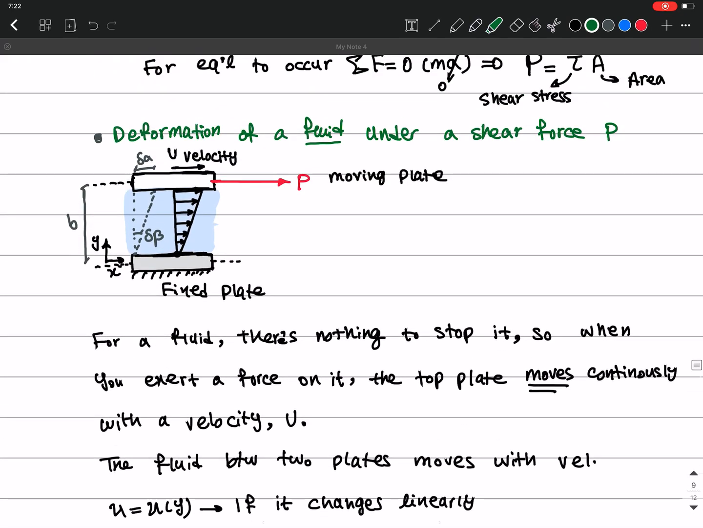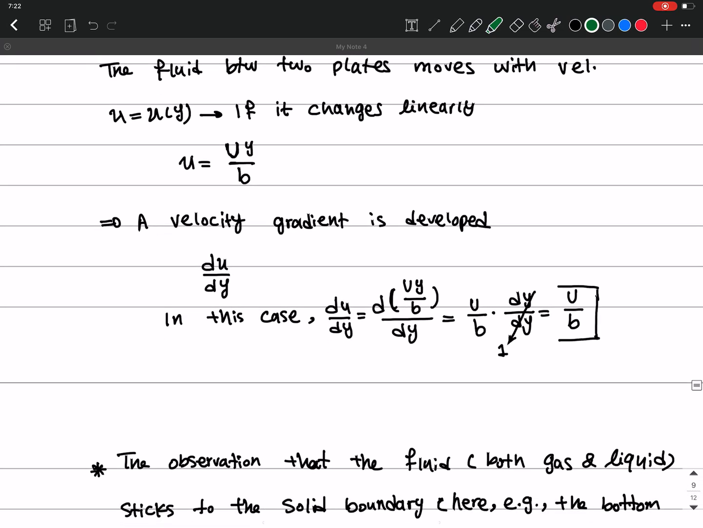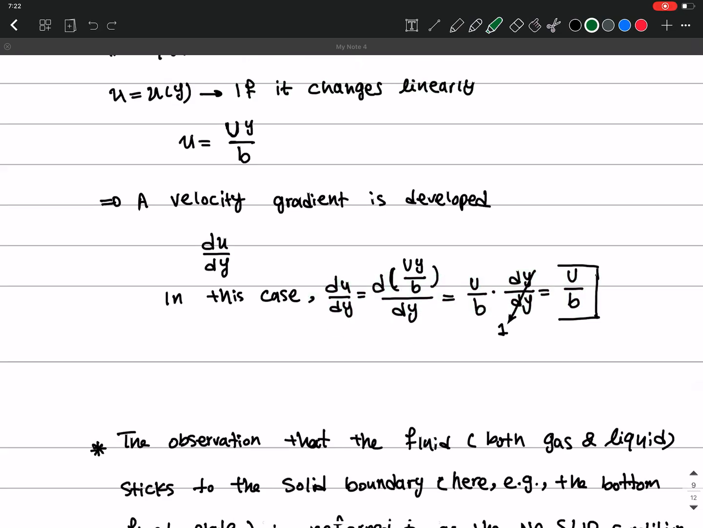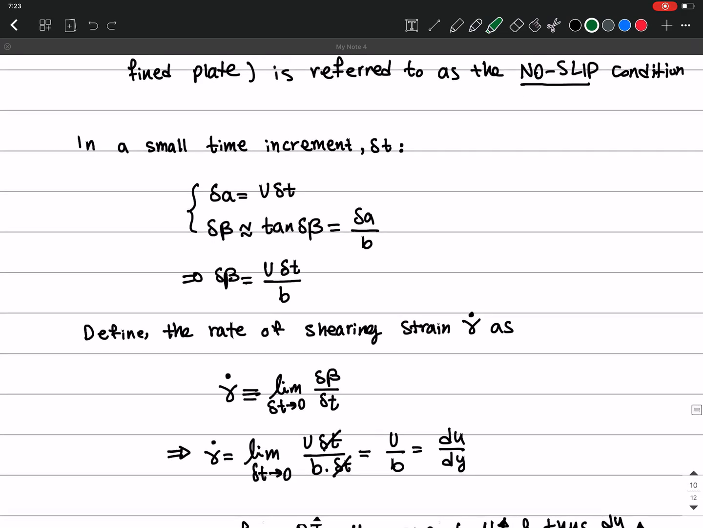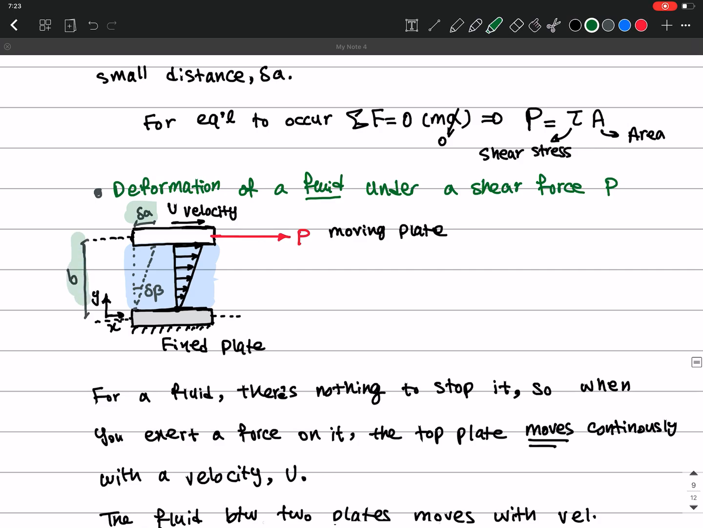We started with the deformation of a fluid under a shear force, and then we defined the velocity gradient. We found that the velocity gradient du over dy, if it changes linearly, is going to be u over b in this problem. And then we considered a small time increment delta t, and in that time the top plate is going to move u delta t, which is delta a. We showed it as delta a. And then delta beta, because it's small, can be approximated as tangent of beta, which is delta a over b in our problem, right?